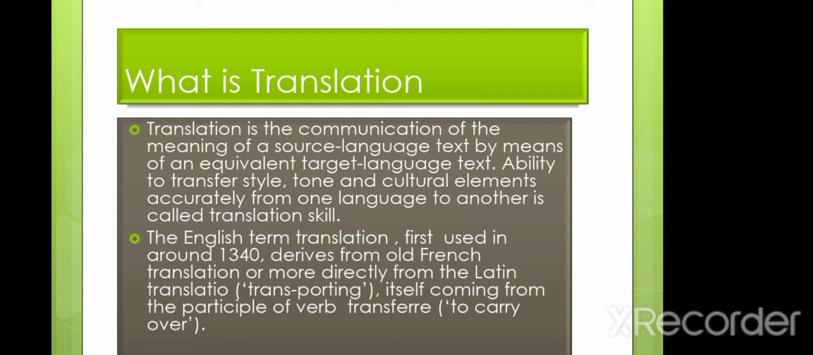Next, the ability to transfer style, tone, and cultural elements accurately from one language to another is called translation skill. Translation skill is a type of ability in which we transfer our style, our tone, our cultural elements. Without cultural elements, I think translation doesn't exist. And without these three elements, style, tone, and cultural elements, translation doesn't exist.